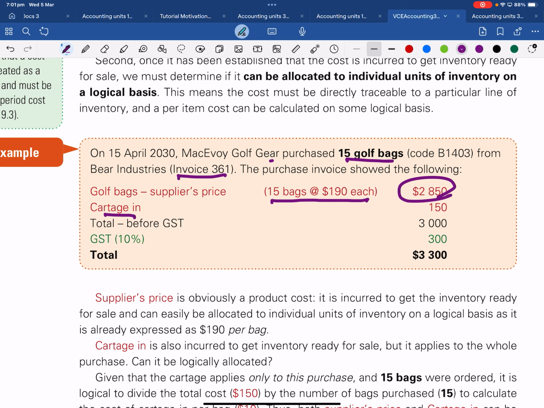He's buying it. What is the rule for the product cost? The costs incurred to bring the inventory into condition or location ready for sale. Only one would apply, not both: either condition or location. Why is it a product cost? If we didn't pay $190 each, we can't purchase it. That is the first thing. Second one, cartage in. Is it product cost or period cost?